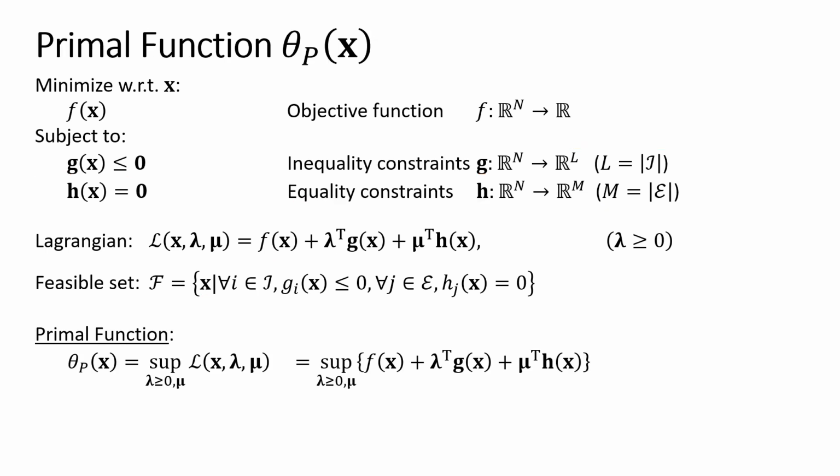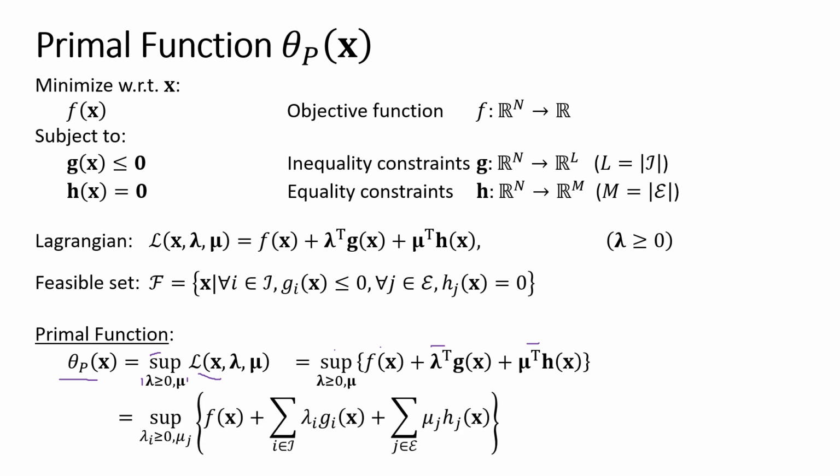The primal function is theta_p of x, which is the supremum with respect to the dual variables lambda greater than or equal to 0 and mu of the Lagrangian, which is supremum of f of x plus lambda transpose g of x plus mu transpose h of x. And expressing the Lagrangian as scalars, this is supremum with respect to lambda_i greater than or equal to 0 and mu_j of f of x plus summation lambda_i g_i of x plus summation mu_j h_j of x. There's a slight misuse of notation here.